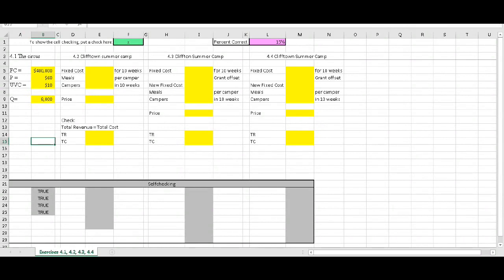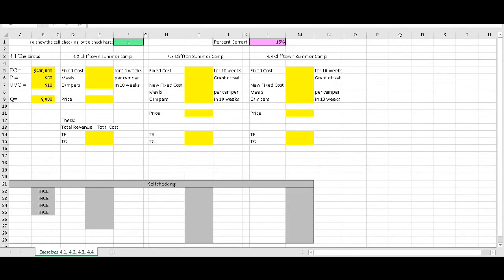Same thing for your fixed costs in these summer camps. Now these are going to work exactly the same way, but they've adjusted how some of the things work. This works just like this. Plug in everything the same way. You figure out your total revenue and total cost. For total revenue, you take your campers over 10 weeks and multiply that by the price. That's your total revenue, and the total cost works the same way.